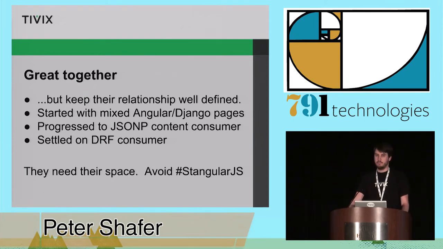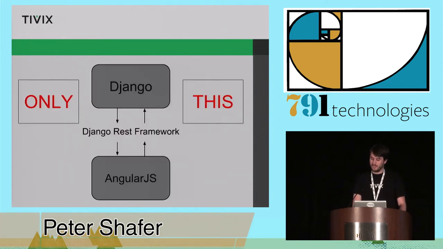And that was better, but as I'm sure you're all well aware, JSONP has some rather significant limitations. So, a step in the right direction. But what we ultimately settled on was actually using Django REST framework to provide all the content and interactions between the website and Django. So you need to give them both their space. They will work together well, but don't mix those up too much, or you're going to end up with StrangularJS, which is what we like to call it sometimes. So going forward, we're only using Django REST framework and AngularJS in that configuration.